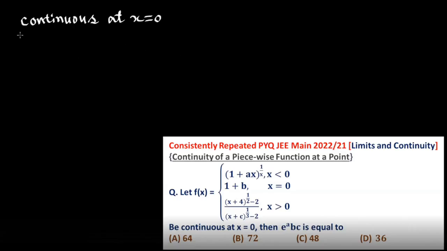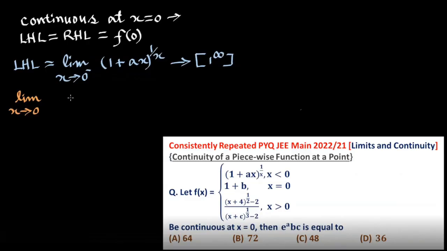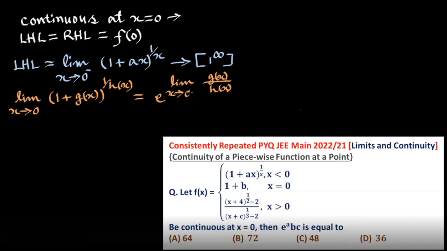So we can use the fact that left hand limit equals right hand limit as x tends to 0 equals f(0). So first, the left hand limit as x tends to 0 negative of (1 + ax)^(1/x). This is an indeterminate form of the type 1 power infinity. We have the standard identity: limit x tends to 0 of (1 + g(x))^(1/h(x)) equals e^(limit g(x)/h(x) as x tends to 0).